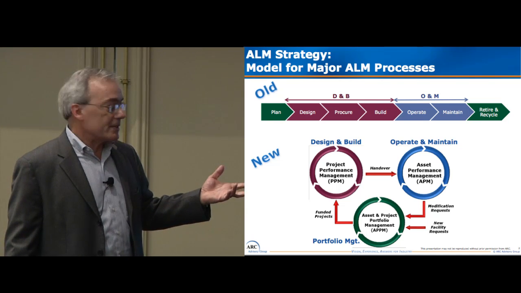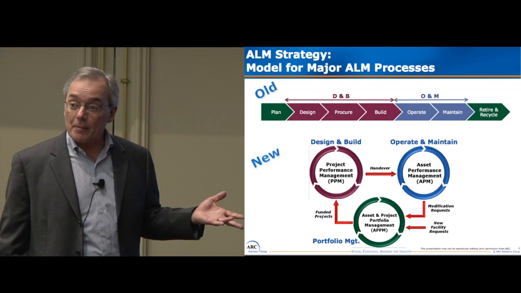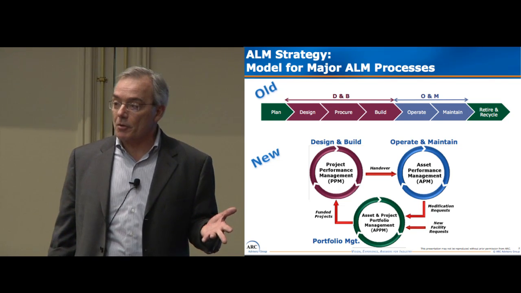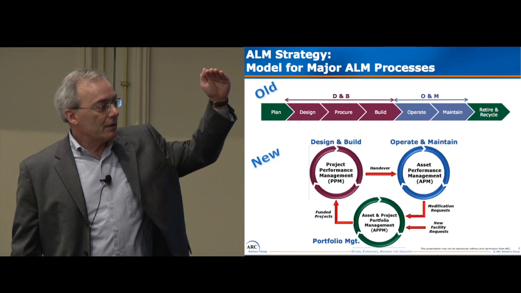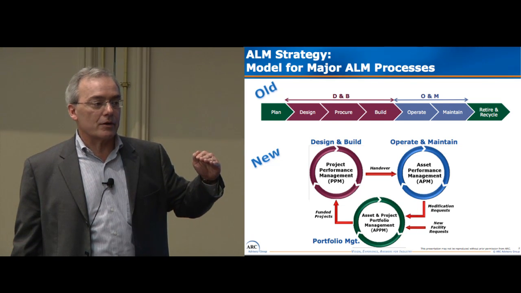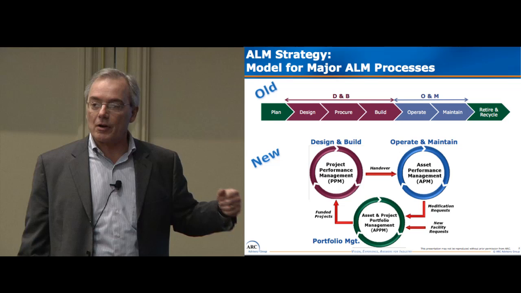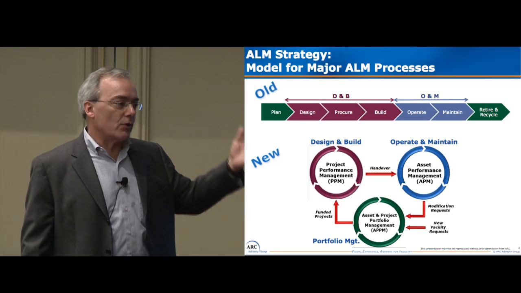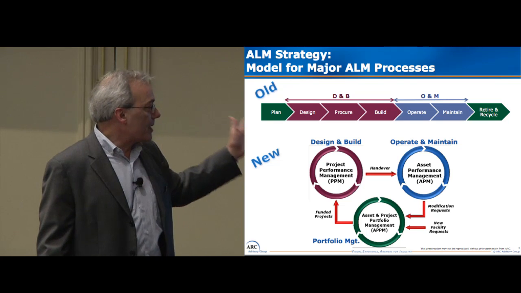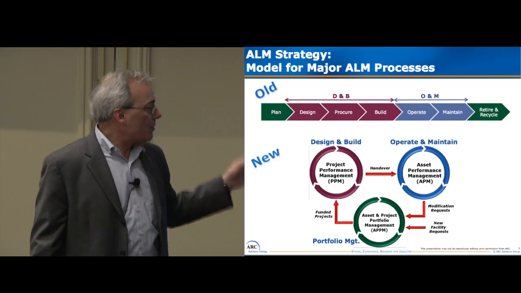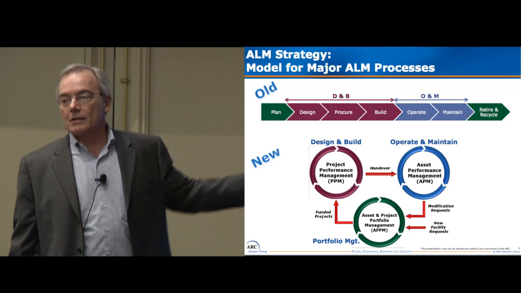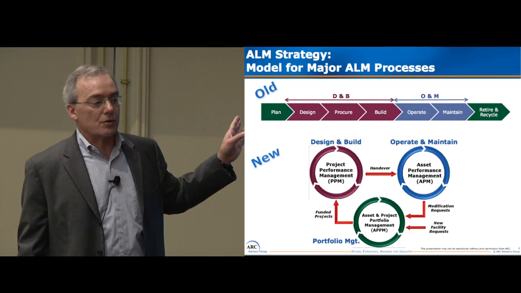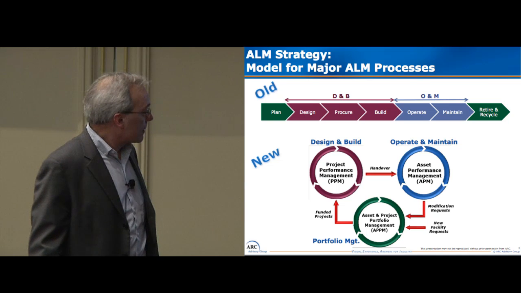Now, during the operate and maintain, the modification requests come out, and on the bottom here is a function that is really portfolio management, where the various modifications are rank ordered in terms of importance. It may be based on ROI or safety or something like that. And the ones that fall above the line get funded and become projects. And then this nicely represents the iterative nature of improving an asset during its life cycle.